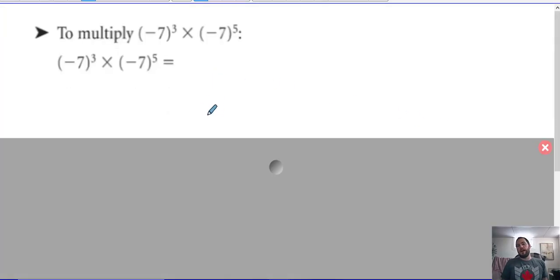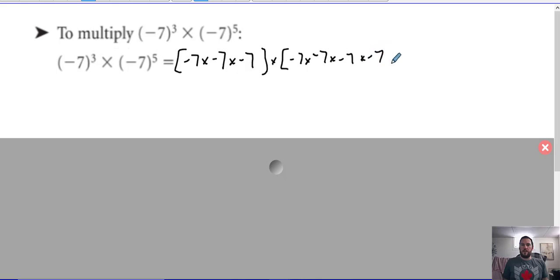If I want to multiply two powers together, notice here I have negative 7 to the power 3 and negative 7 to the power 5. If I wanted to simplify this and write it as one power, I could, because they are both repeated multiplications of negative 7. So negative 7 to the power 3 is negative 7 times negative 7 times negative 7. And then they are being multiplied, so we can throw that multiplication symbol in the middle there. And then negative 7 to the power 5 is negative 7 times negative 7 times negative 7 times negative 7, and then finally times negative 7.